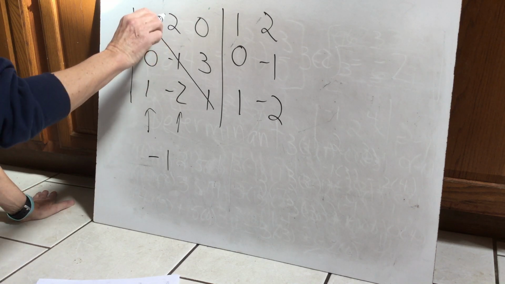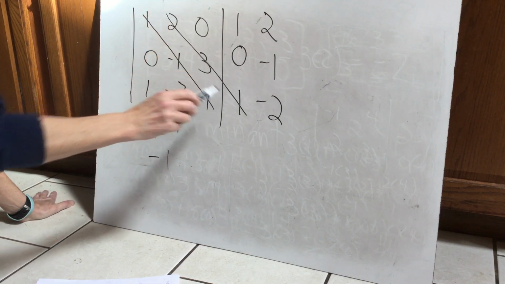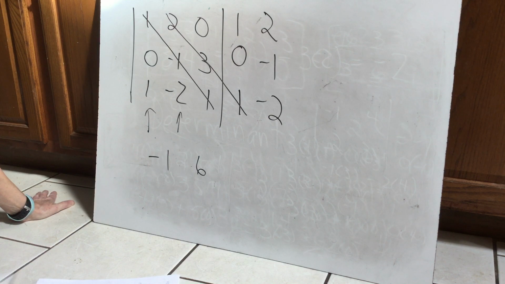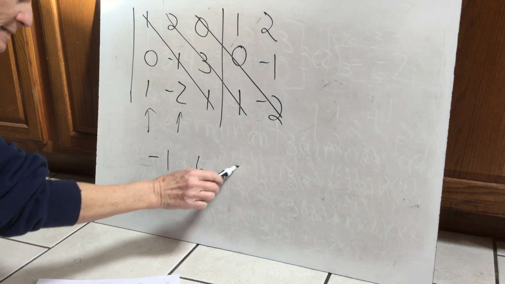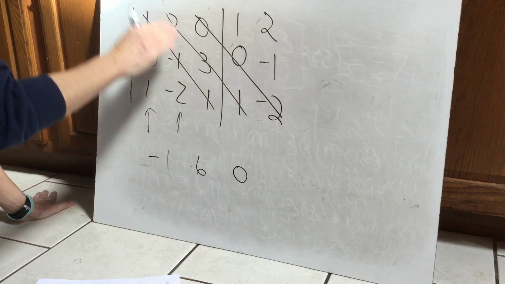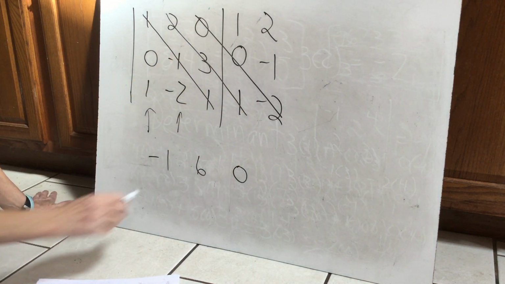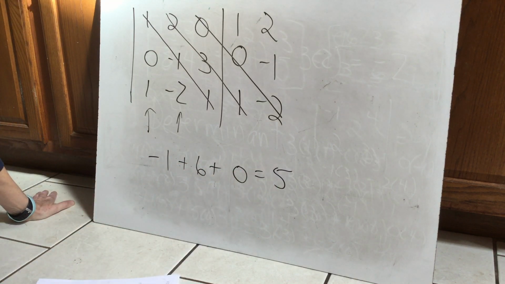Now, step over one step and multiply these together. So multiply 2 times 3 times 1, we get 6. And then one more time, multiply these together, and we get 0. So I multiplied these, I multiplied these, I multiplied these. Now I'm going to add them up. Just total them up. -1, 6, and 0. Add them up, and we get 5.